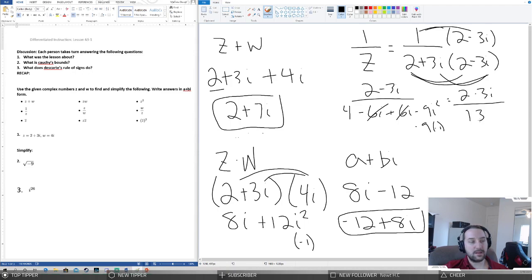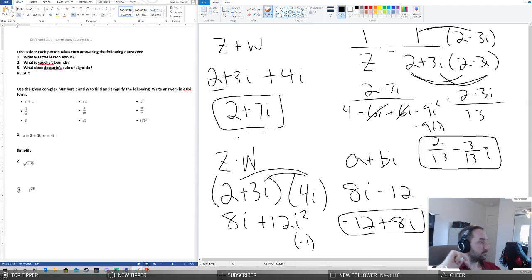And now we can break that up into the a plus bi form. And so you're going to get 2 over 13 minus 3 over 13i. Any questions on that one? Okay. Cool.